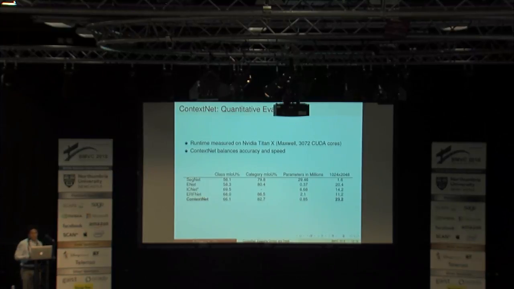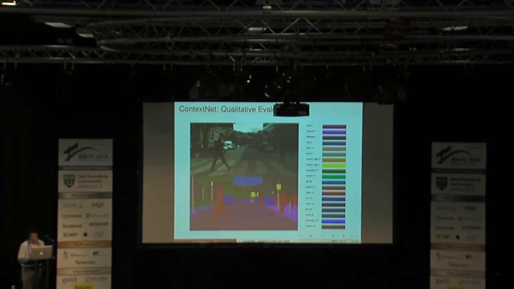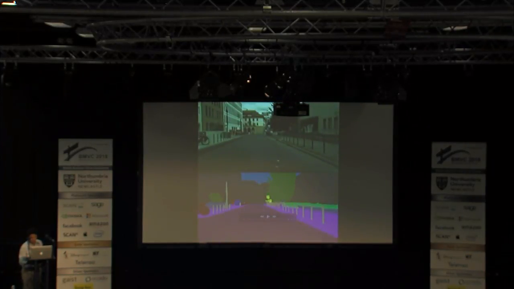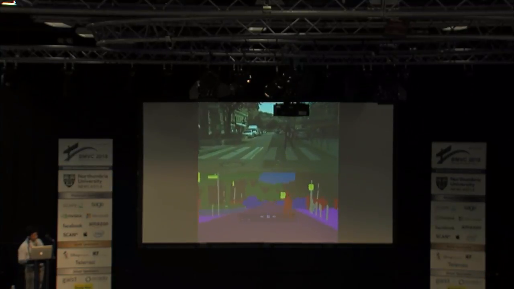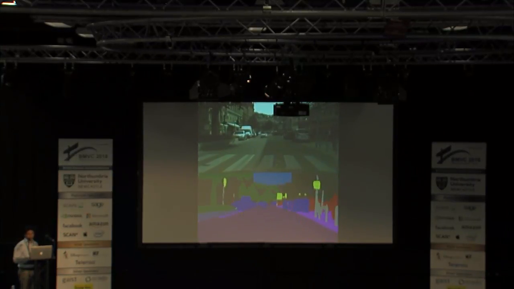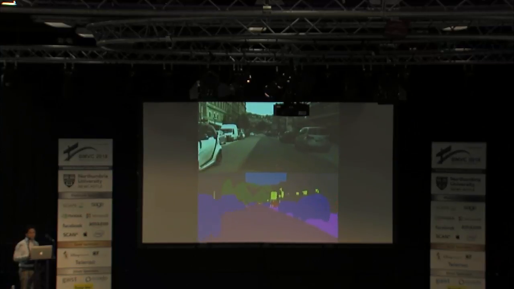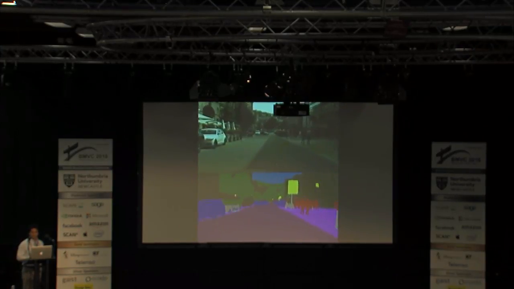These are a few results, and I just want to highlight two things. We use a very old Titan X because we need to compare with other results, and still we are getting 23.2 frames per second, and our number of parameters is less than 1 million. So this is the video. You can see the video. Yeah, there is some flickering because this is frame-wise.